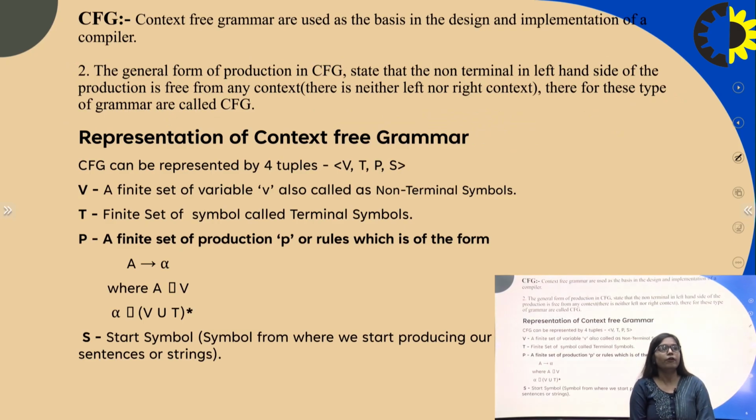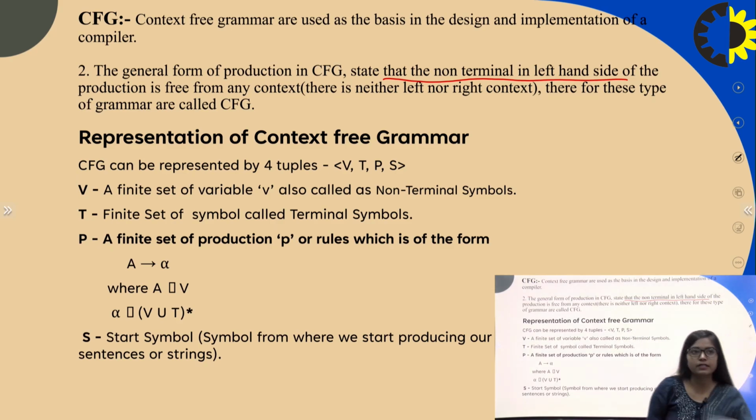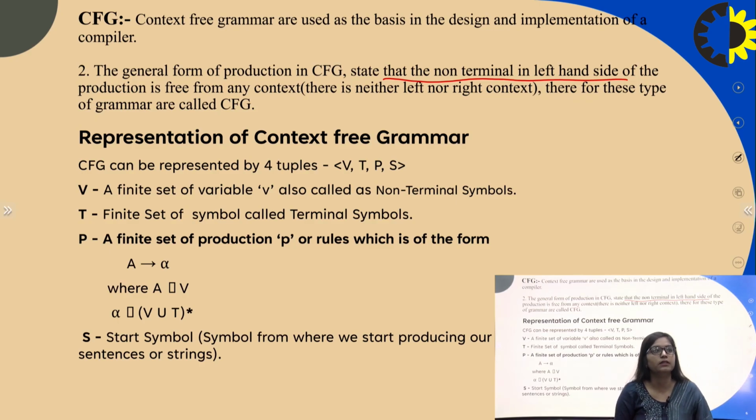What is CFG? CFG is context-free grammar. Context-free grammars are used as the basis in the design and implementation of a compiler. The general form of production in a context-free grammar states that the non-terminal on the left-hand side of the production is free from any context. It means the left side of the production represents a non-terminal. There is neither left nor right context. Therefore, these types of grammar are called context-free grammar.